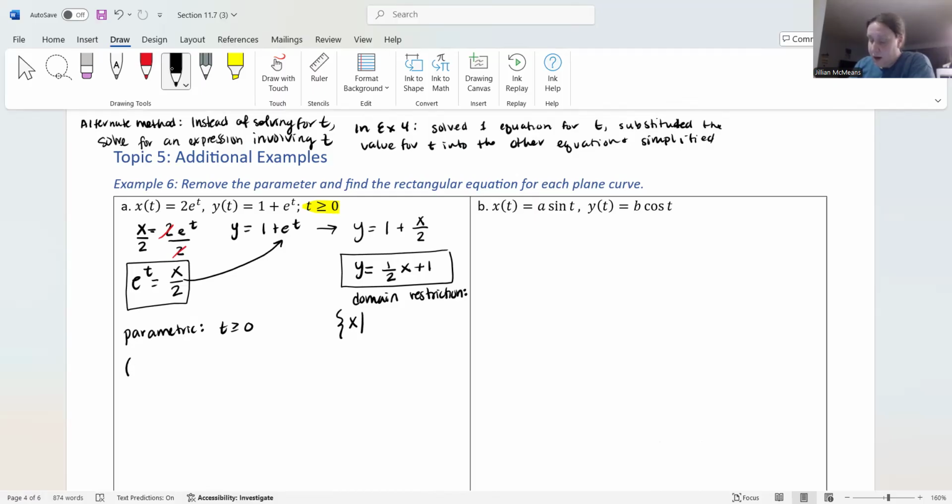And let's figure out what x of 0 would have been. Well, x of 0 would have been 2 times e to the 0 power. Now, hopefully you remember your exponent rules. E to the 0 is just 1. So we would get 2 times 1. So x of 0 is just 2. So that tells me the smallest x can be is 2.